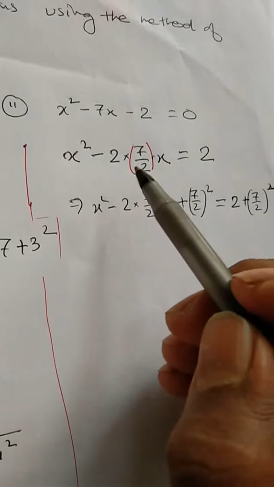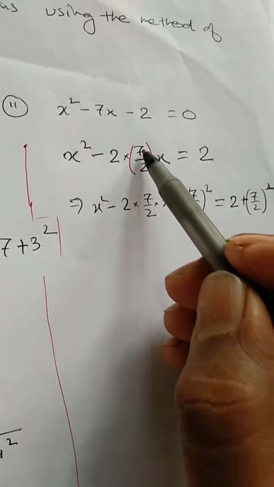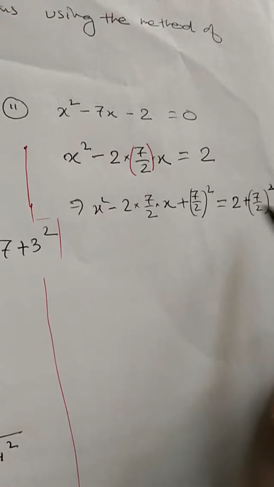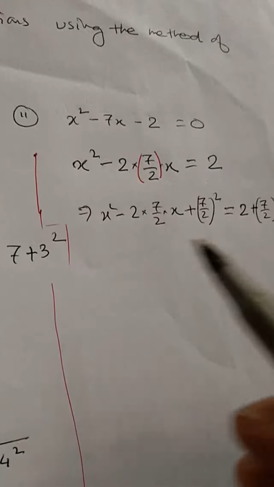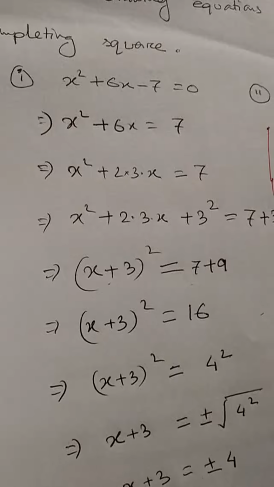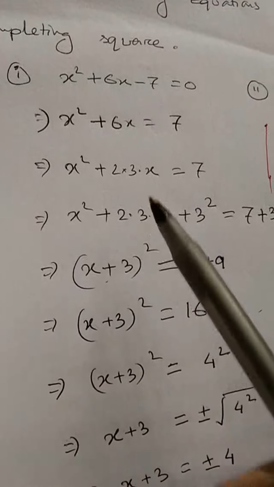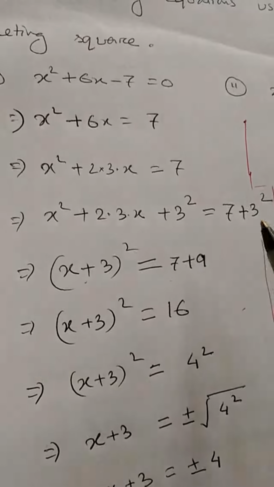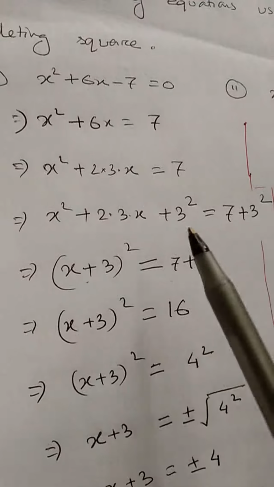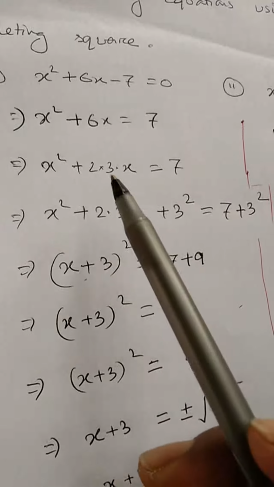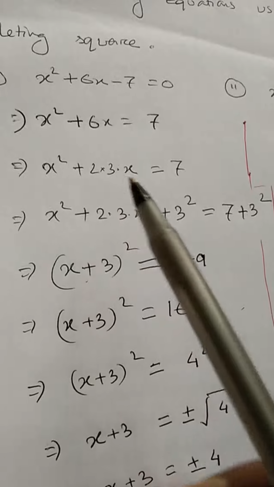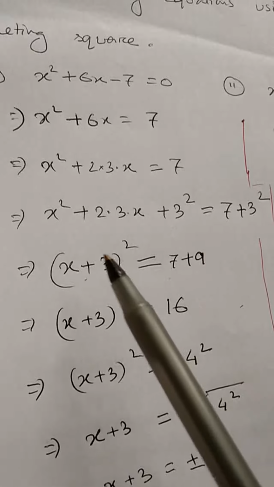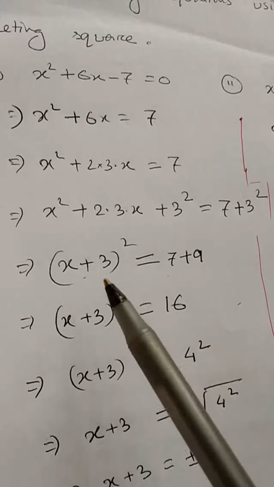Now here in between 2 and x we have 7 by 2, so we add (7/2)² on both sides. And in the previous example you can see this was 3, so we added 3² on both sides. So we have to see whatever number is in between 2 and x, that square we have to add on both sides, so that we can complete the square like this.